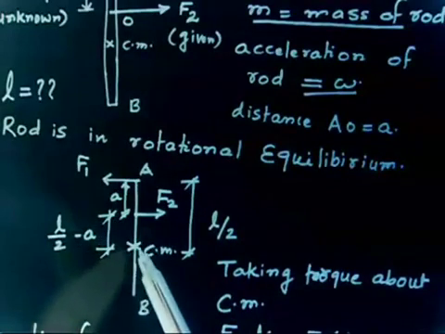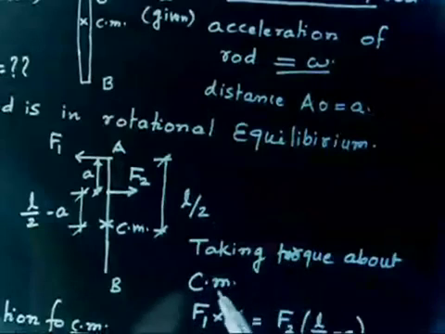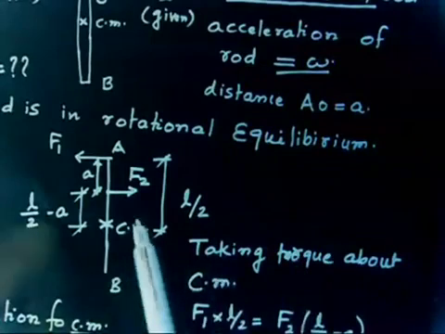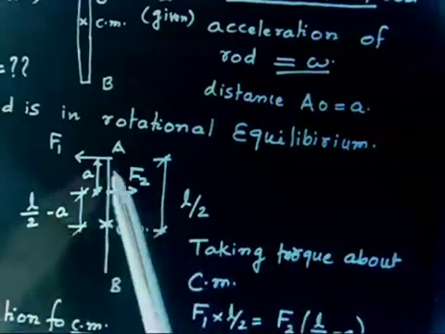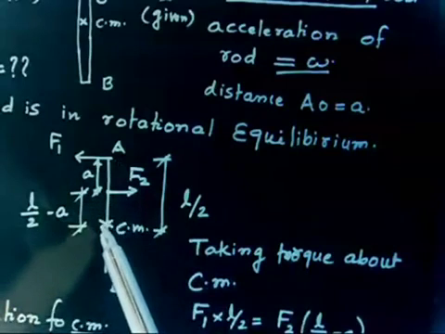Now if I take torque about the center of mass, the total torque has to be 0 because this is in rotational equilibrium. So this means the torque on this side is equal to the torque on this side. So the torque of F2 is F2 into (L by 2 minus A).